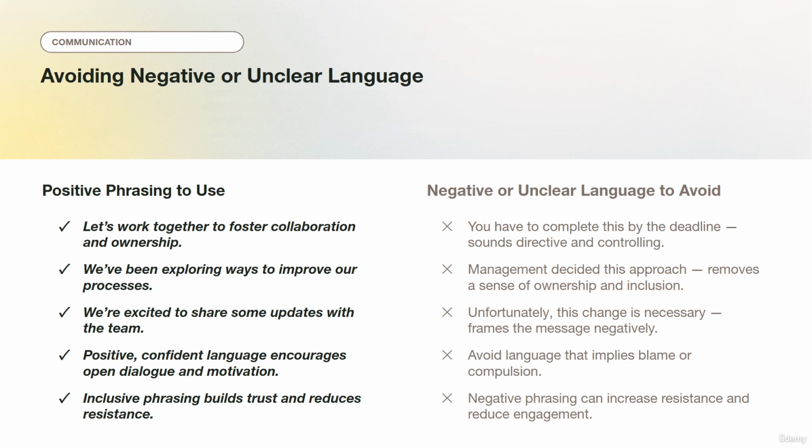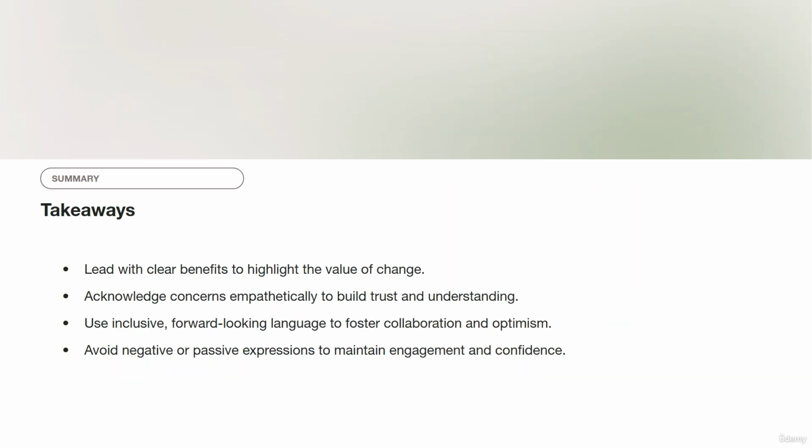It also gives the idea that this is a bad change and we shouldn't be making changes that make things worse. Avoid language that implies blame or compulsion. We always focus on processes and results, not the individual who may or may not be responsible. Negative phrasing can increase resistance and reduce engagement. So key takeaways. Lead with clear benefits to highlight the value of change. Acknowledge concerns empathetically to build trust and understanding. Use inclusive, forward-looking language to foster collaboration and optimism. Avoid negative or passive expressions to maintain engagement and confidence.